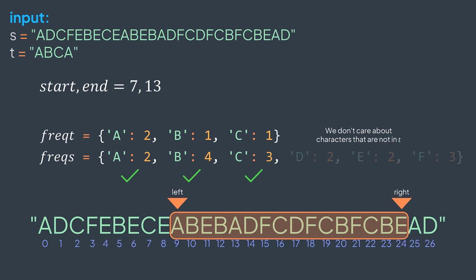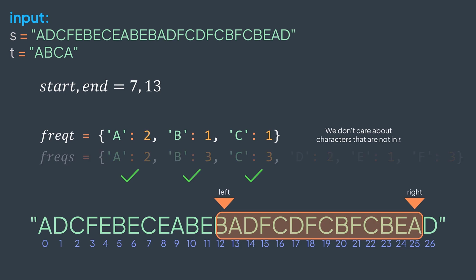And in the next position, we find an A, so the one at left is not important anymore. We remove it. B is in excess, we remove it. E is not in T, we remove it. B is still in excess, we remove it. A is not in excess, so we stop. The substring is ADFCDFCBFCBEA, but not short enough to update.